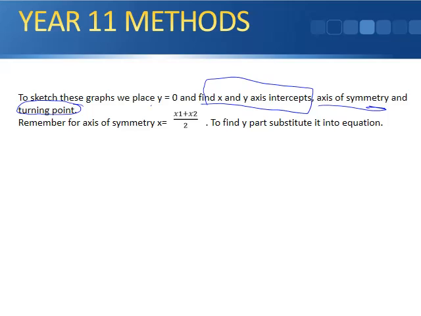Because we find symmetry, the x part of that, that's what the axis of symmetry is, the middle of the graph, that gives us the x part of the turning point, and then we can substitute back into our equation to find the y part of our turning point. So remember, the axis of symmetry is halfway between the x values, so we add the two x values together and divide by 2, and then we substitute it into the equation to find the y part.